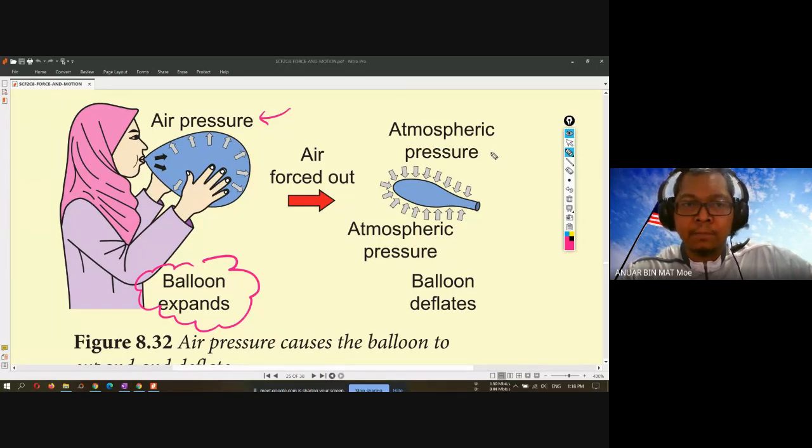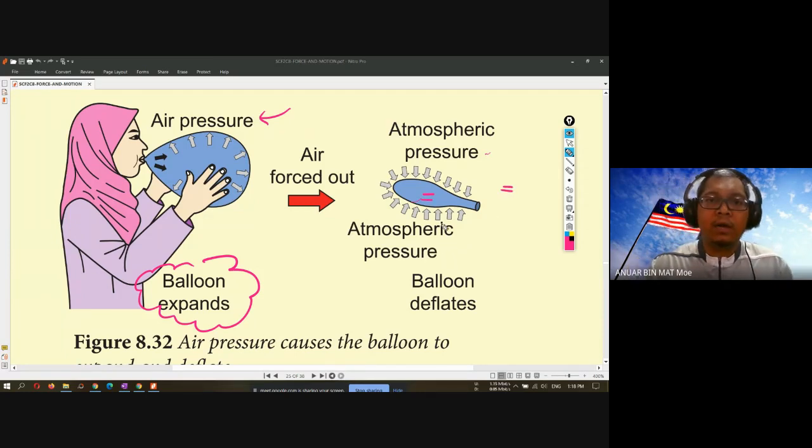Atmospheric pressure. Okay. Then when we try to deflate the balloon, meaning that there is an opening in the balloon, the air pressure will force out, then the atmospheric pressure will take place, because they want to equalize the pressure outside and inside, so the balloon will deflate.